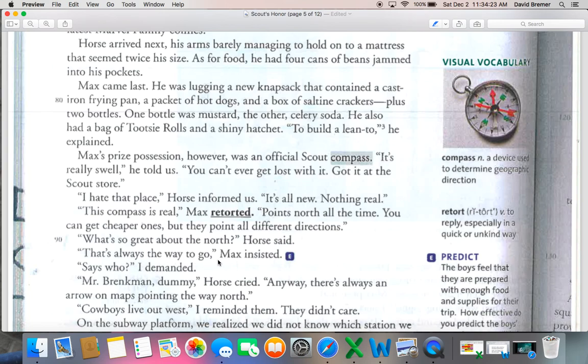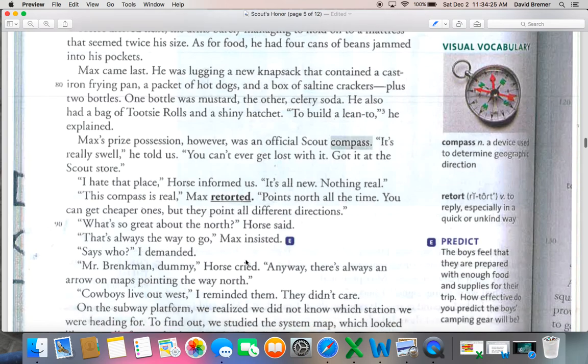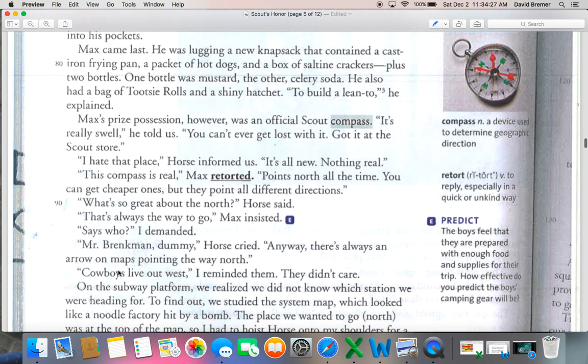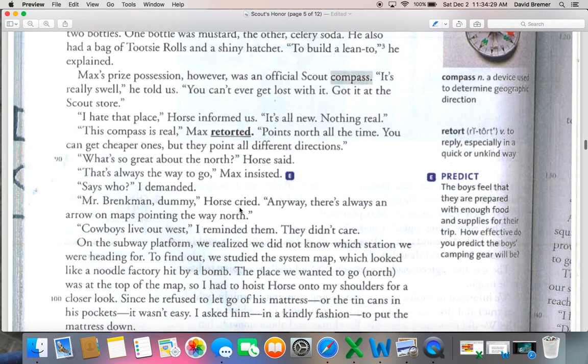That's always the way to go, Max insisted. Says who? I demanded. Brakeman, dummy, Horace cried. Anyway, there's always an arrow on maps pointing the way north. Cowboys live in the West, I reminded them.